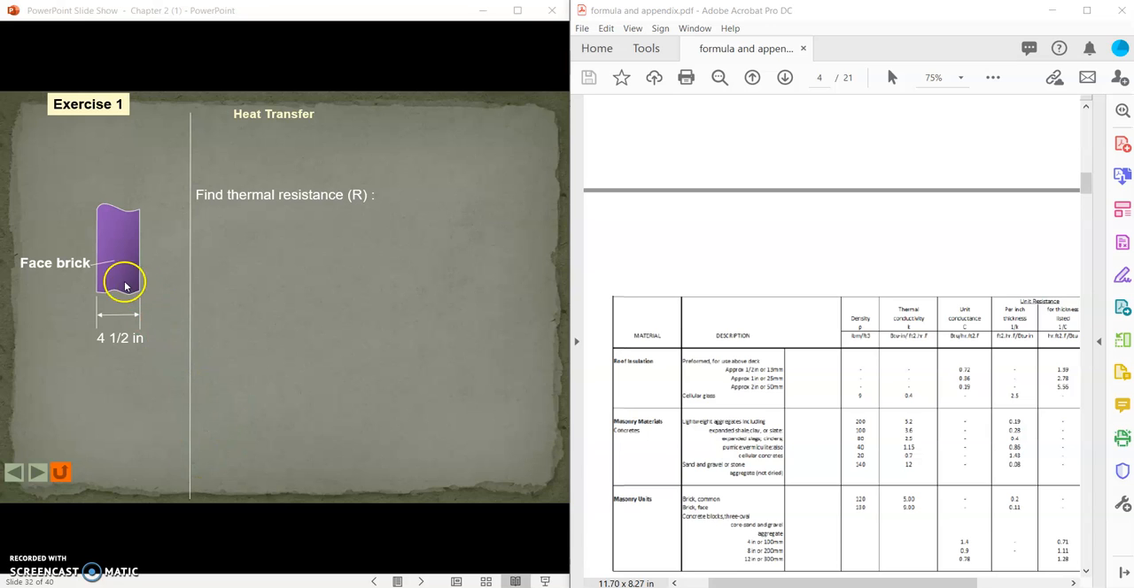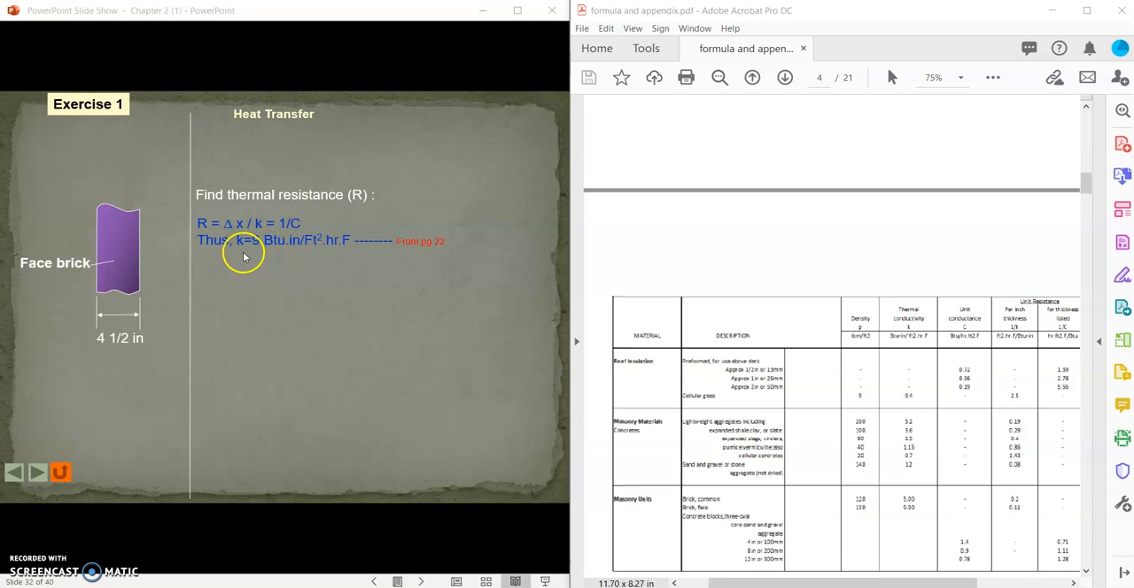As you can see here, there is face brick, which has a thickness of 4.5 inch. You are going to divide the face brick into 3 parts, R1, R2, and R3. The formula that we are going to use is R is equal to delta X over K, or 1 over C, since we are going to find the thermal resistance. So R is delta X over K or 1 over C.